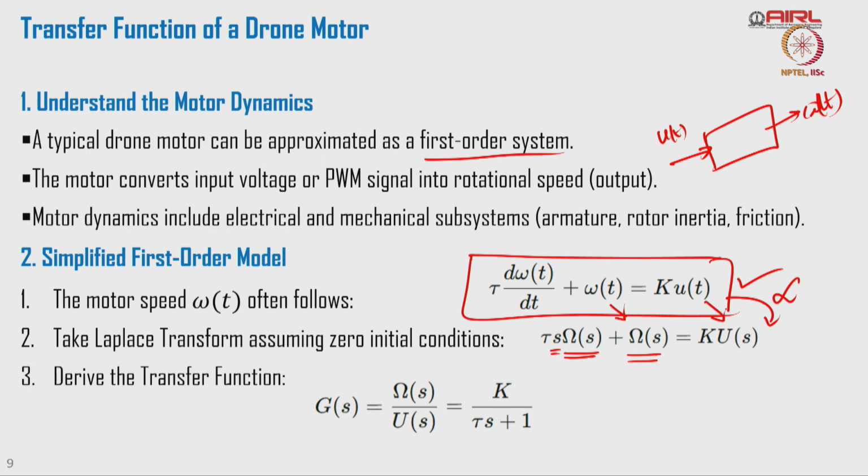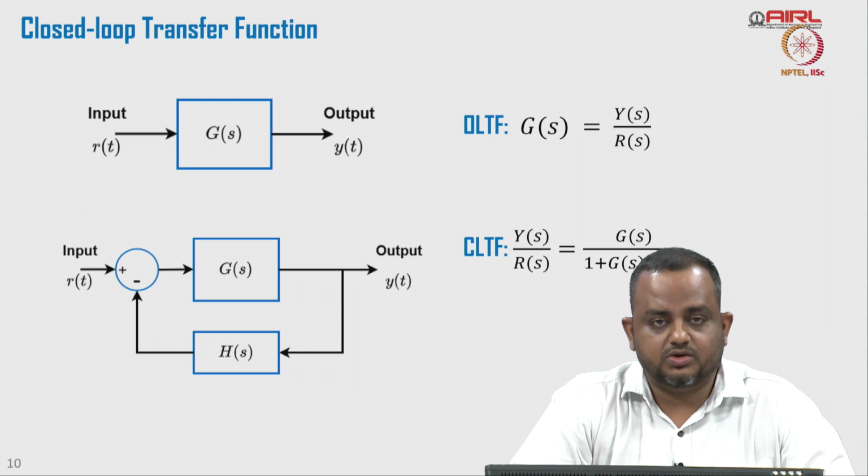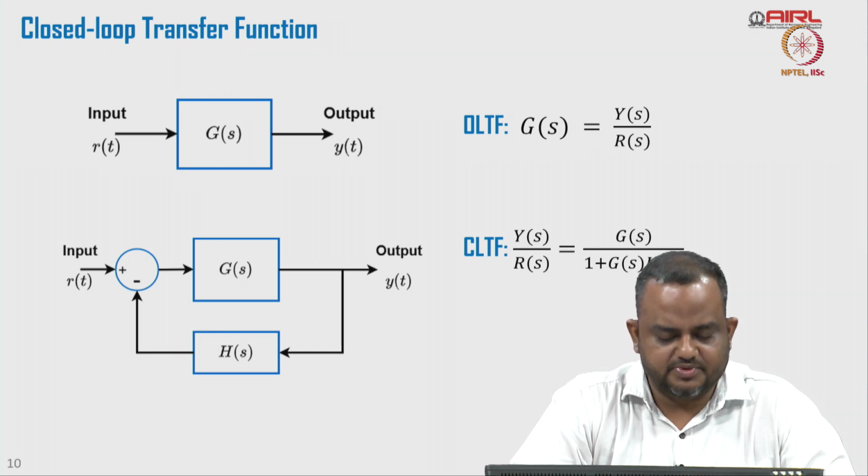So, when we derive the transfer function, we say this is the output, this is the input. So, the transfer function will be Omega(s) by U(s), which is equal to k by (tau s plus 1), fine. Now, there is one important concept in transfer function, that is called closed loop transfer function. I was talking about open loop in the previous lecture.